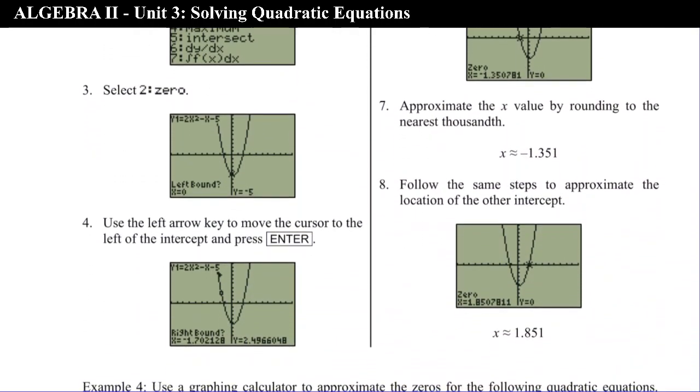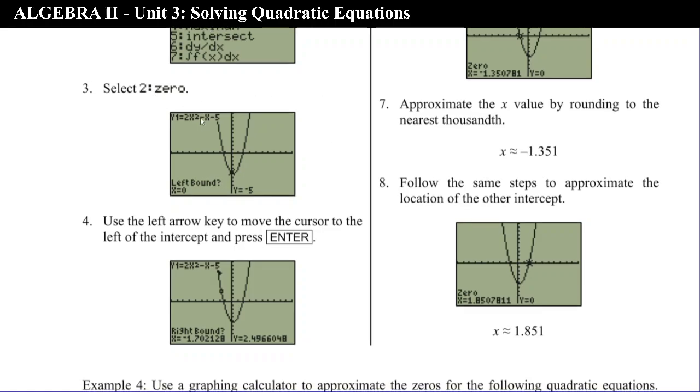Third step, select zero, and once you do and hit enter, it will draw the graph for you, and you'll have a little cursor that you'll be able to use your arrow keys to navigate along the curve. Okay? So the next thing you want to do, once it's graphed, take your cursor and move it to the left of your first x-intercept. And once you do, you're going to hit enter. And it will look very similar to what you see here on the screen.